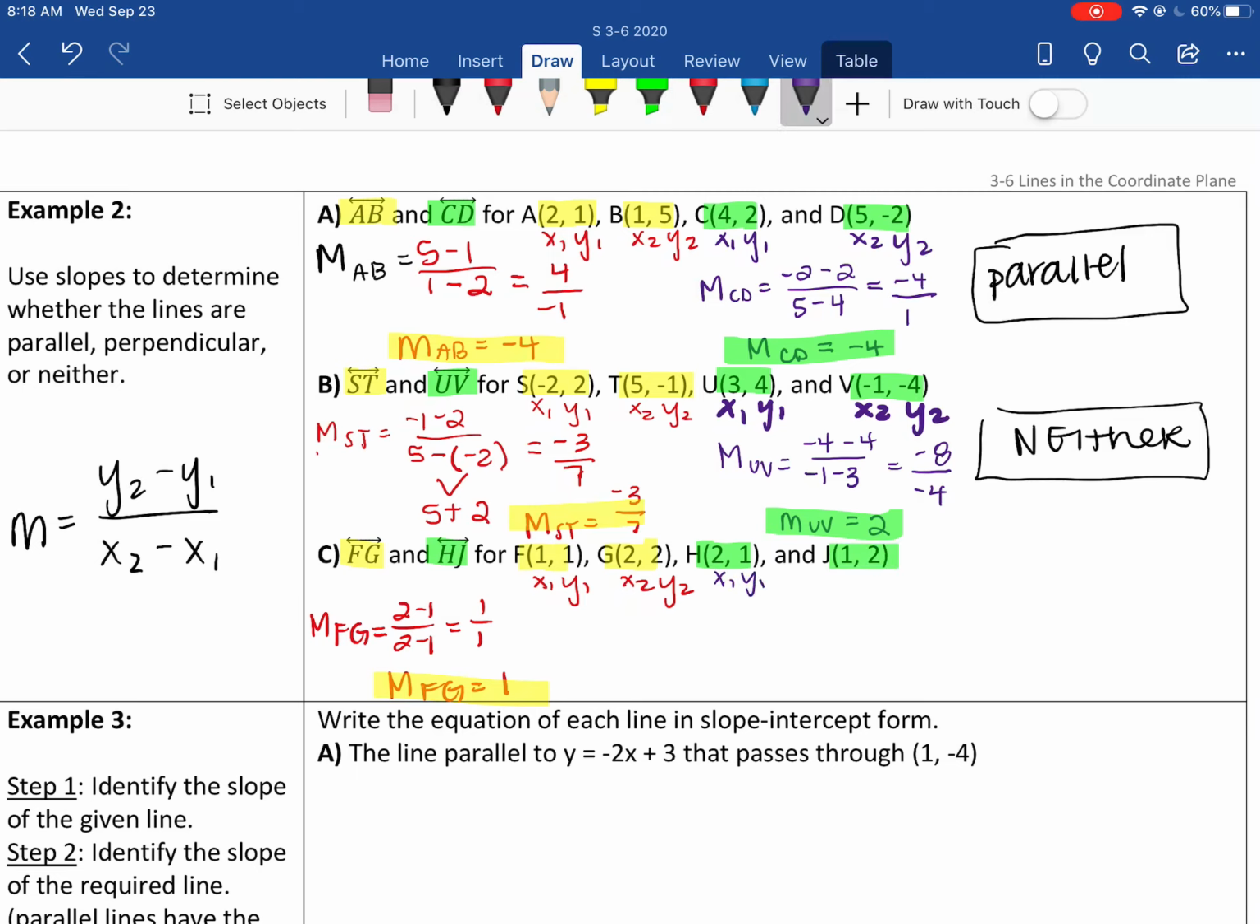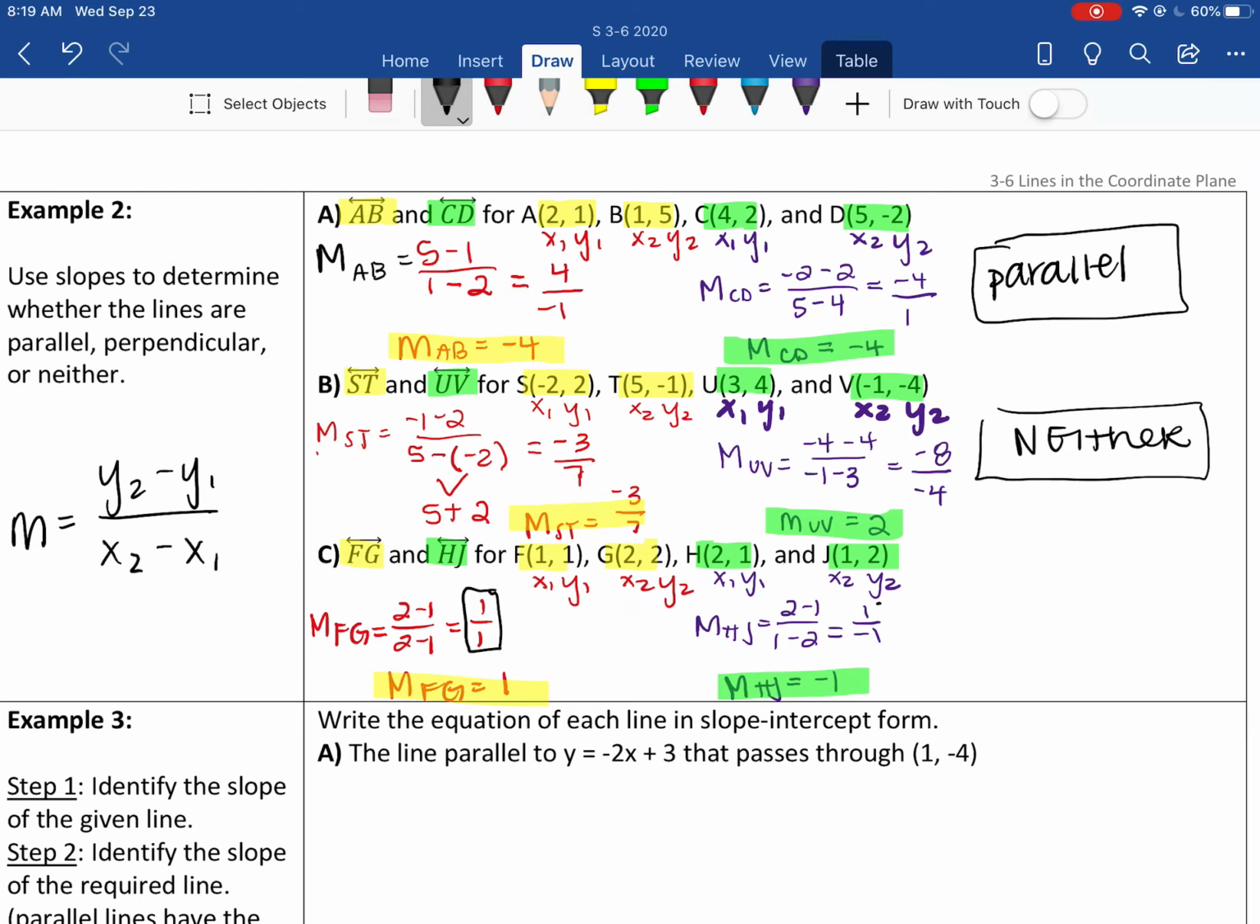Now we're going to find the slope of HJ. So we use these two. So this is my x1, y1, x2, y2. For my slope of HJ, I have y2 minus y1, so that's 2 minus 1. And then we have x2 minus x1, which is going to be 1 minus 2. So 2 minus 1 is 1, and 1 minus 2 is -1. When you simplify those, you get that your slope of HJ is -1.